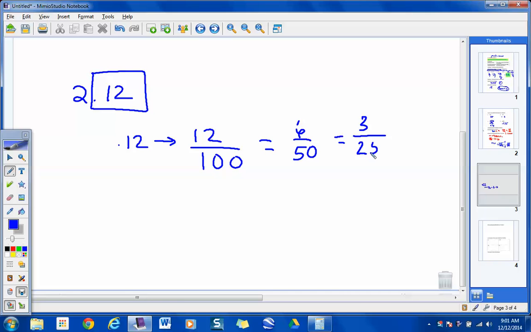25 times. Let's see, can 3 over 25 be reduced now? No. So this 0.12 part after that whole number of 2 was what fraction, guys? 3 over 25. So how am I going to turn 2.12 as a decimal into some kind of a mixed number now? 2 and 3/25.